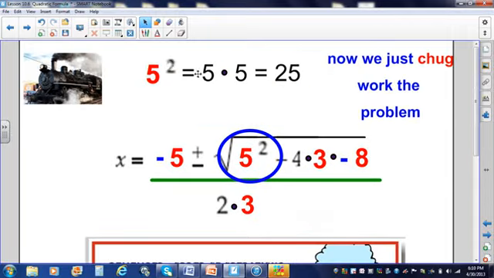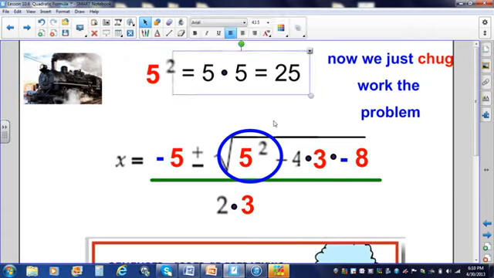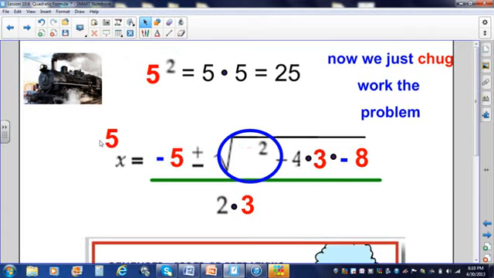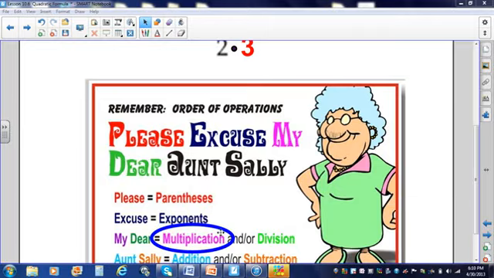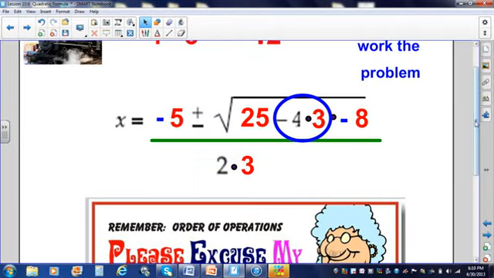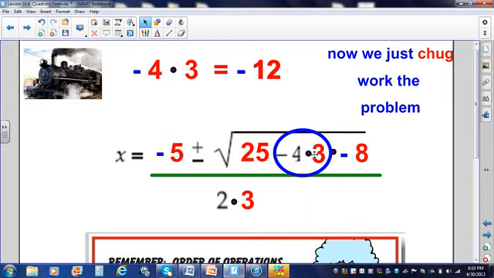So 5 squared is 5 times 5, which is 25. So I'm going to take out the 5 squared, and I'm going to put in 25. The next thing I'm going to do is multiplication. So I'm going to multiply -4 and 3. When I do that, I get -12.